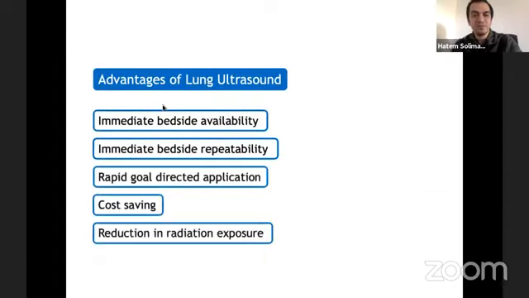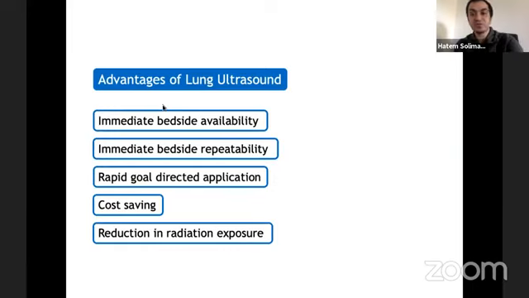And we all know the advantages of using ultrasound at the point of care. It's very immediate, available at the bedside, and repeatable. Lung ultrasound is not difficult to learn, and you will have a steep learning curve if you learn it well under good supervision. It is rapidly applied at the bedside.